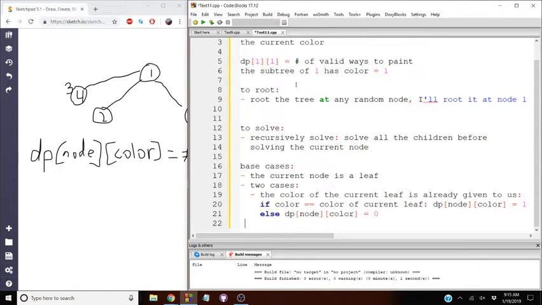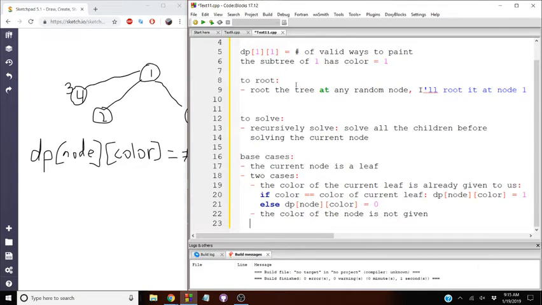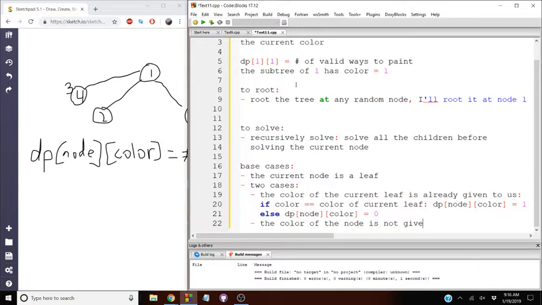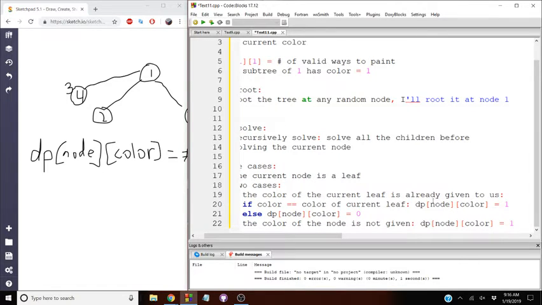Okay, the second case is that the color of the node is not given. It means that this current thing could be anything it wants, so we just say that DP node color equals 1. Because if we know the current color and the current node, there's one way to do it. We just set the node to the color, and we're good.